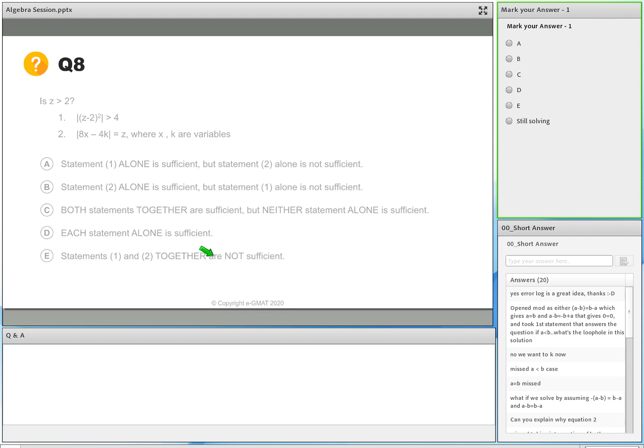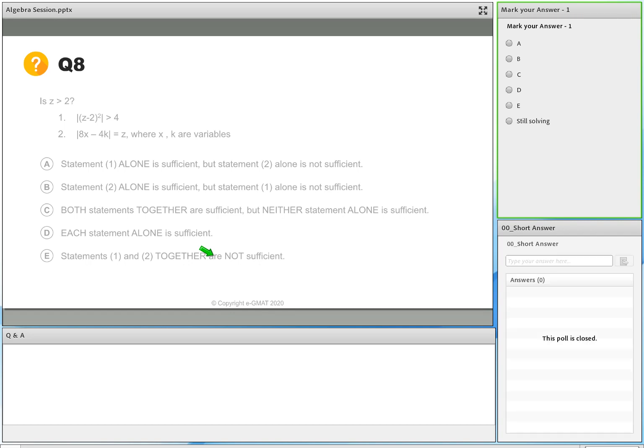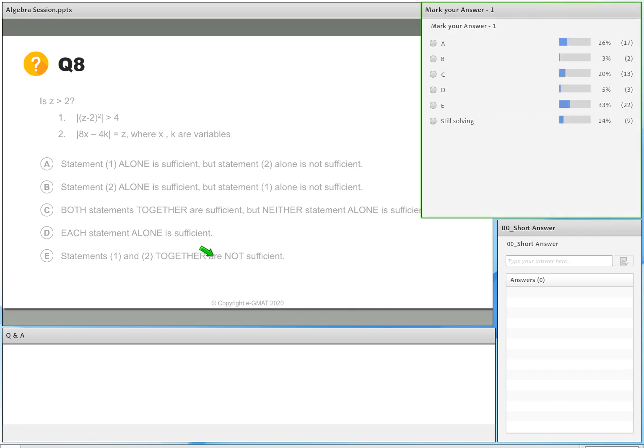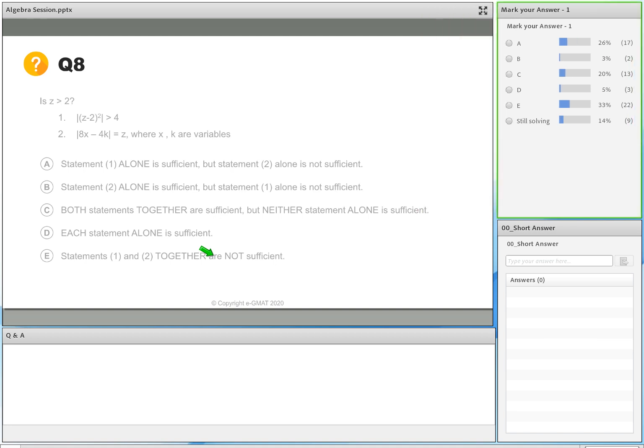Ending the poll in 10 seconds. Okay, let's look at this. So 26% votes for A, 33% votes for E. So the majority went with E and 20% for C. So again, it's a confused vote, but very few people thought it's B and D. That means the reason really is that most of you thought that the second statement was not sufficient, but a lot of you thought that the first statement was.